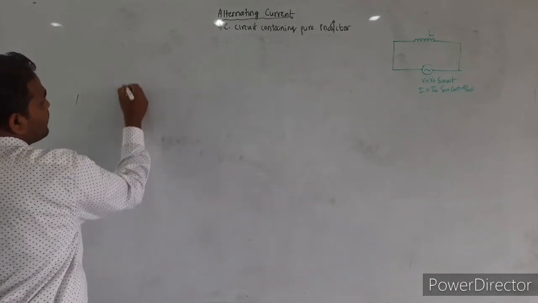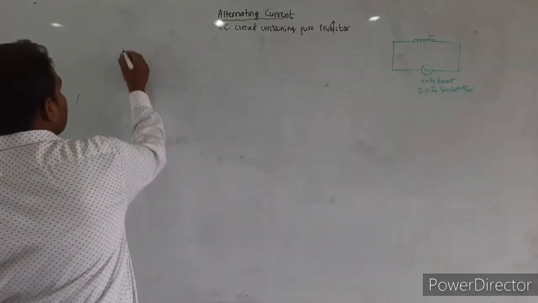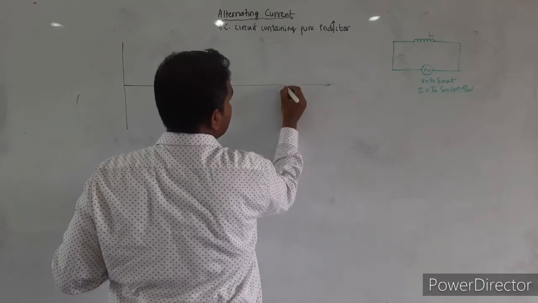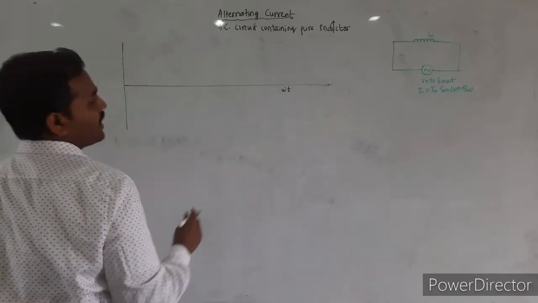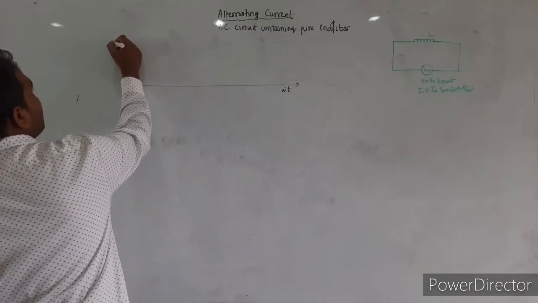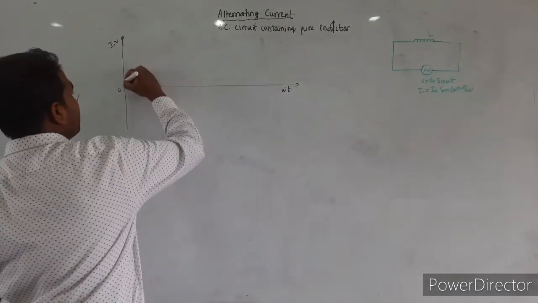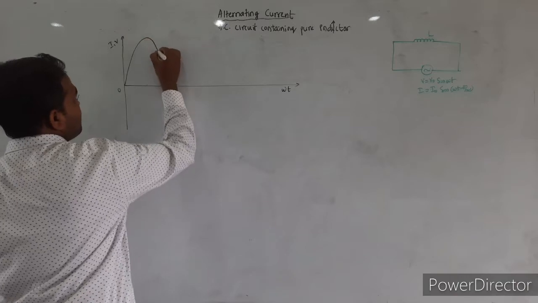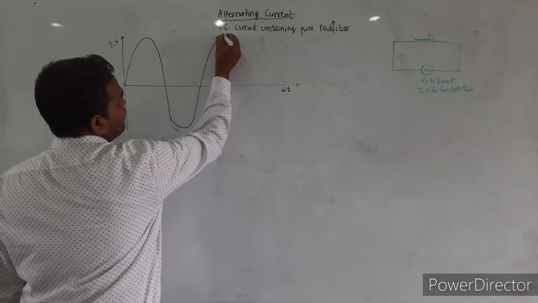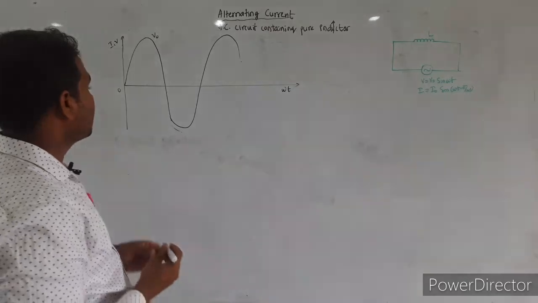Let me consider along the x-axis, first I will plot the phase angle omega t. Along the y-axis, let us represent both alternating current as well as voltage. So let us start with the phase angle of 0 here. Let me represent the voltage by the sinusoidal curve like this. Yes, this is the maximum value or the peak value of the alternating voltage.